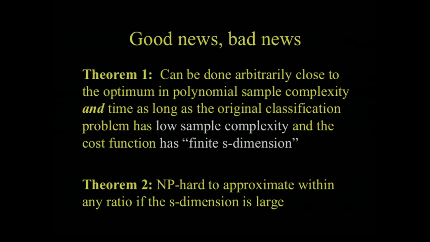So here are the theorems. This can be done arbitrarily close to the optimum in polynomial sample complexity and time, as long as the original classification problem has low sample complexity, and it does not have to be polynomially learnable. In some sense, this Stackelberg nature of the game levels out complexity. It's an interesting byproduct, and the cost function has a finite S dimension. I can explain what this is, but maybe I don't have time now.